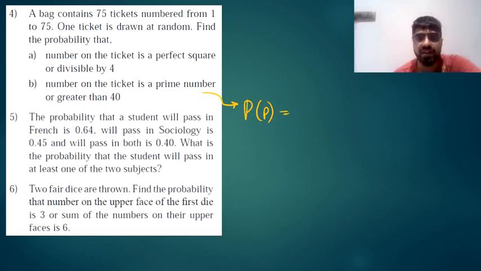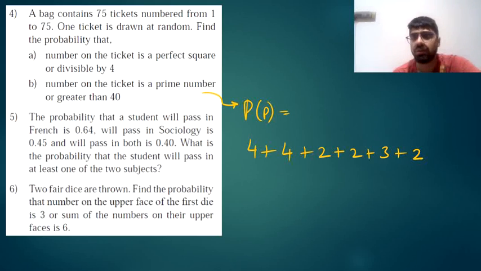So 2, 3, 5, 7 are 4 prime numbers. Then we have 11, 13, 17, 19, so 4 more prime numbers. Then 23, 29 are 2 more prime numbers. 31, 37, so 2 more prime numbers. Then 41, 43, 47, 3 more prime numbers.